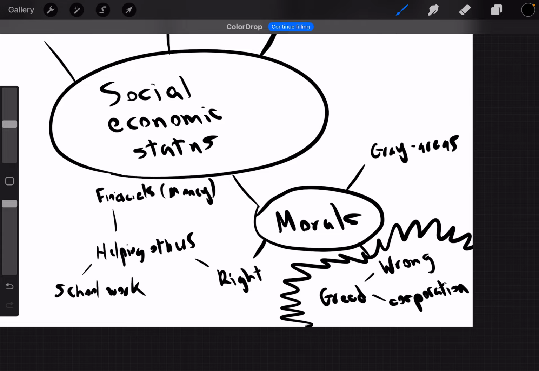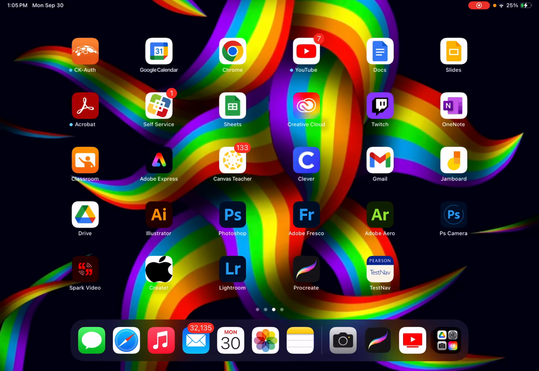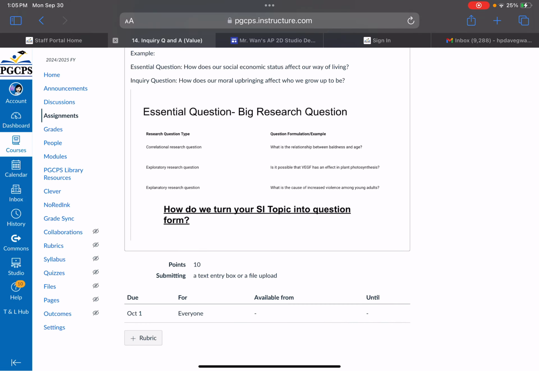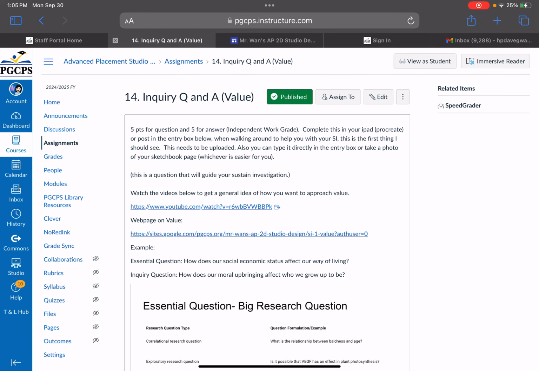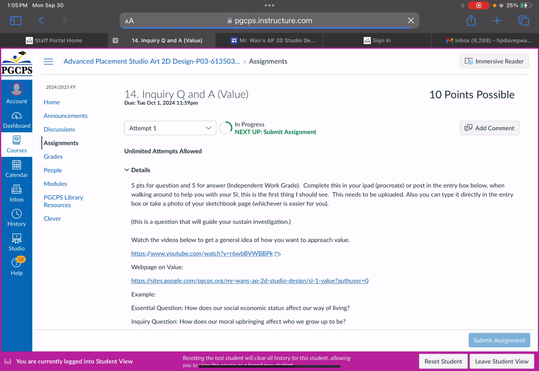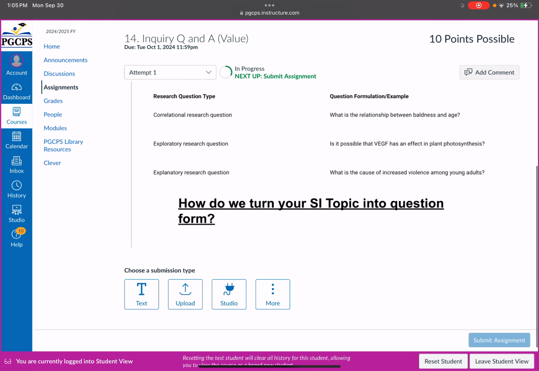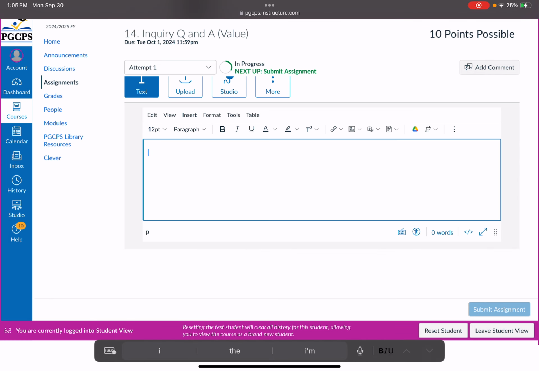Okay, so you want to come up with your inquiry question and answer. So I would just write down, this is my central question, my inquiry question: how does moral upbringing affect who you grow up to be? Because I do want you guys to come up with an answer in the entry box below. Just make sure to write that down. So let me change to the student view. I already wrote down the essential question, my inquiry. Make sure to incorporate that in the text box below. I'm just going to type in what the answer would be.